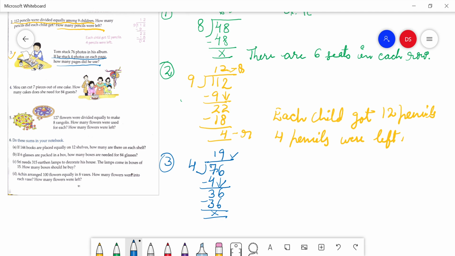The last line. How many pages did he use? As he pasted 4 photos on each page and total number of photos he has 76. How many pages did he use? We will write the answer in a statement. He used 19 pages. How many pages he used? He used 19 pages to stick 76 photos in the album.